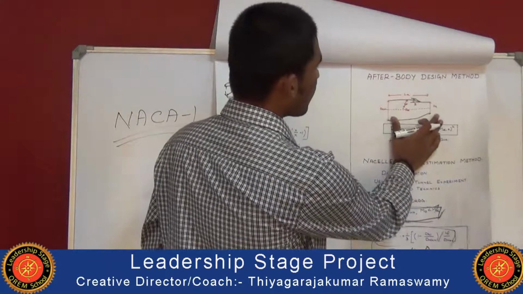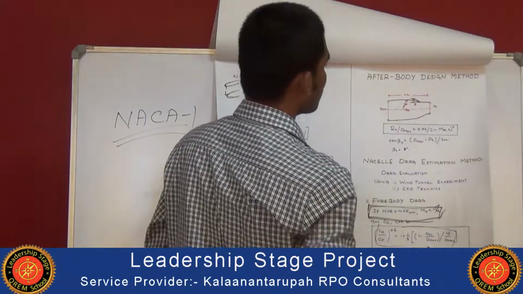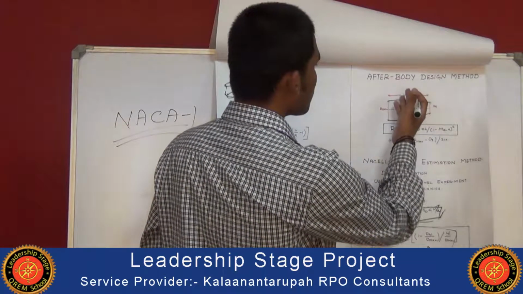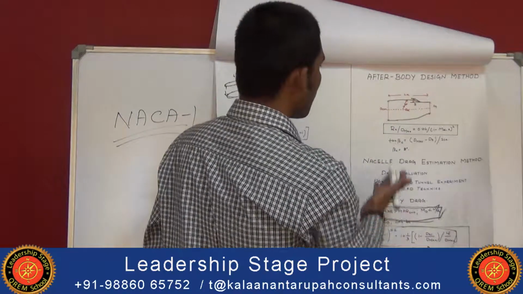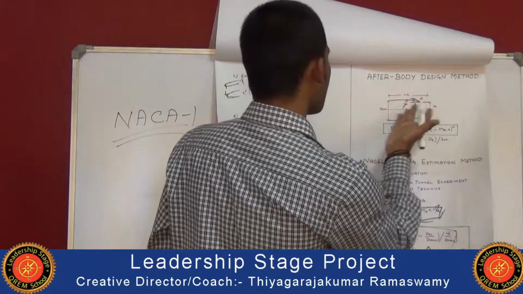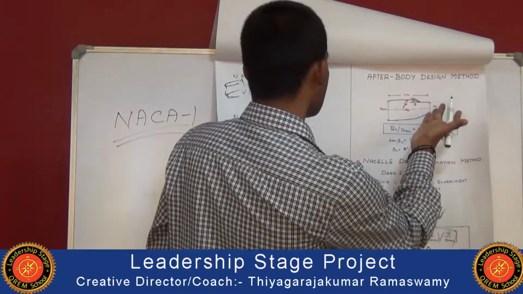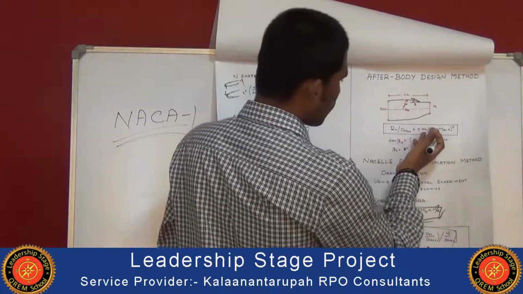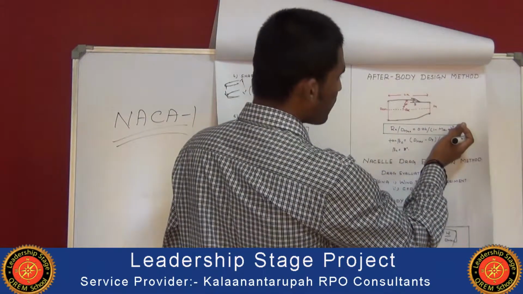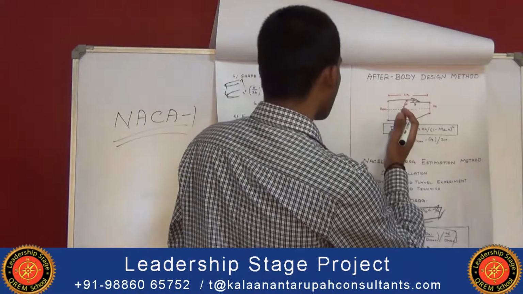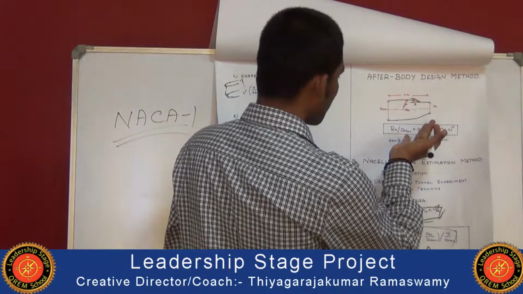This diagram shows the afterbody of the nacelle structure, where RA is nothing but the boattail radius, and LA is the length of the afterbody, and Dmax is the maximum diameter of the afterbody. By using this formula, that is RA divided by Dmax equal to 0.04 divided by (1 minus MD) whole square, where MD is the drag rise Mach number and RA is the boattail radius and Dmax is the maximum diameter.